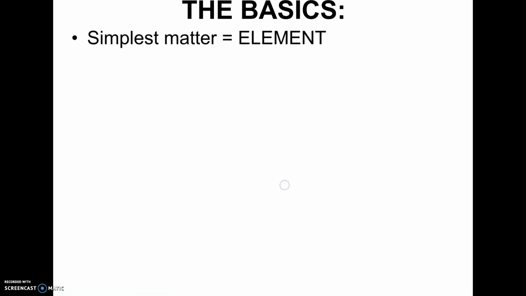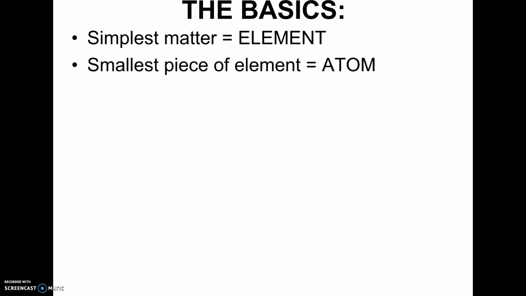So, a few things. First, the simplest matter that exists would be the element. You can't get simpler than an element. When elements combine, they form compounds. If you think of elements, think of the periodic table: hydrogen, oxygen, gold, silver, platinum. These are all elements. And the simplest piece of an element is an atom. You cannot get smaller than an atom and retain the properties of the element.